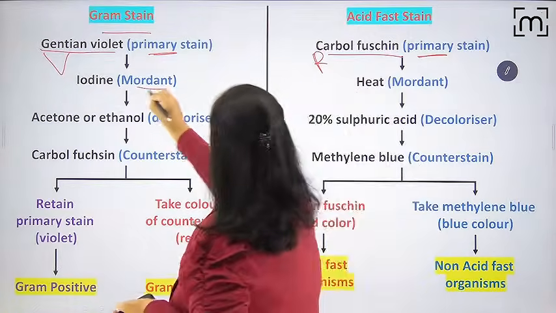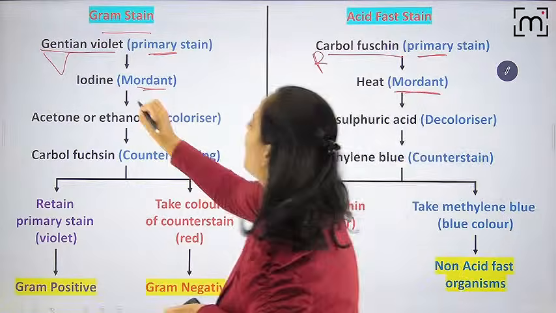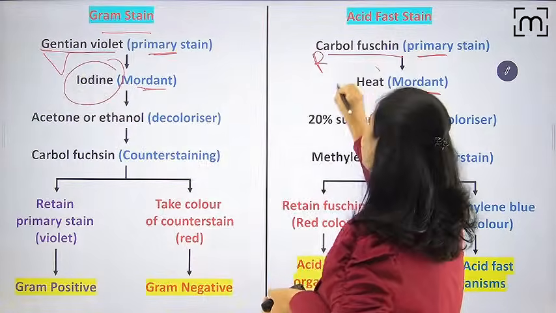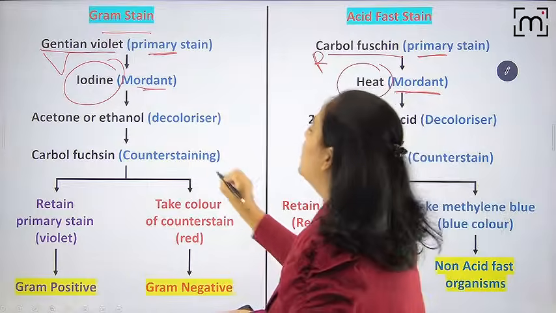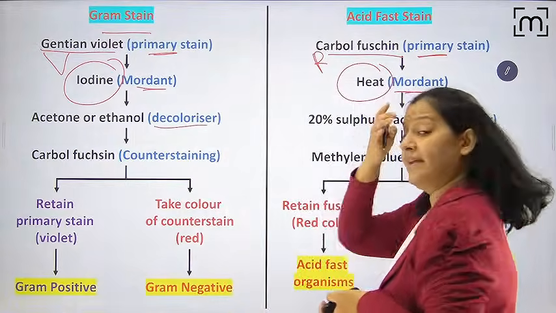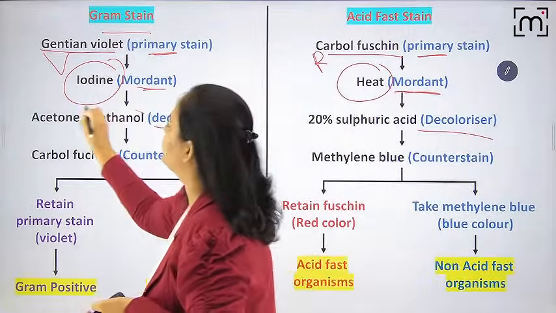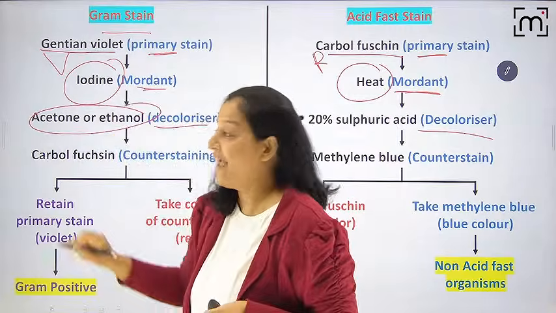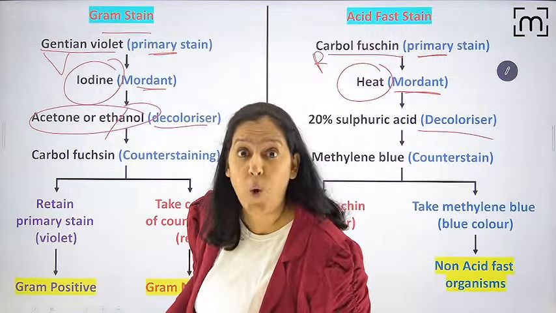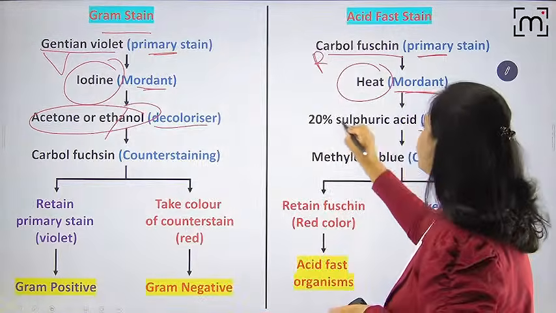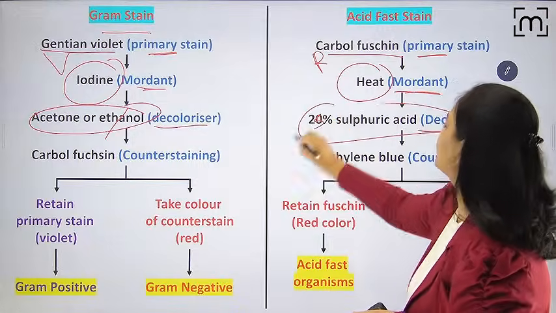What is the mordant here and what is the mordant here? Here the mordant is iodine and here the mordant is simple heating on a Bunsen flame. What is the decolorizer here? What is the decolorizer here? Here the decolorizer is acetone or ethanol, C2H5OH, alcohol. And here the decolorizer is 25% H2SO4.